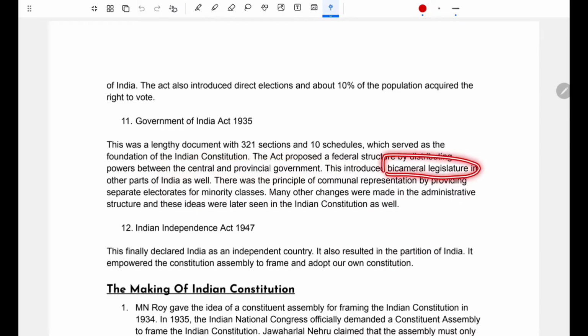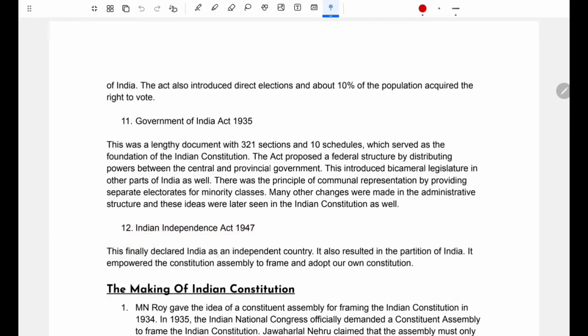There was a federal structure and the power was distributed between the central and provincial government. The bicameral legislature was introduced in other parts of India as well. We could also see the principle of communal representation. So basically minority classes were getting separate electorates. So many other changes were made in the administrative structure of India, and these ideas were later seen in the Indian Constitution.